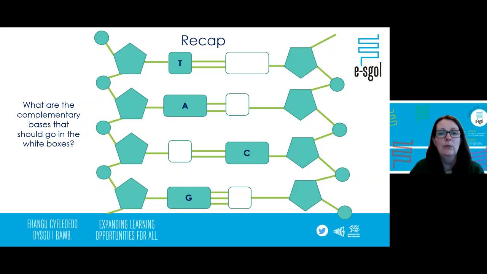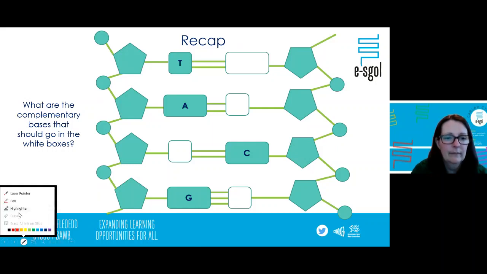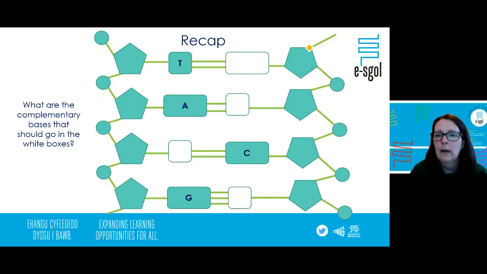Okay, so as I mentioned, we'll recap and look at this particular area that you should be familiar with. There's a diagram here of the sugar phosphate backbone and the bases, so the DNA double helix that's been opened out. You should remember that this part here is called the sugar phosphate backbone, and there are two either side of the coiled DNA. And then what I want you to think about is this middle part here, which are our four bases.